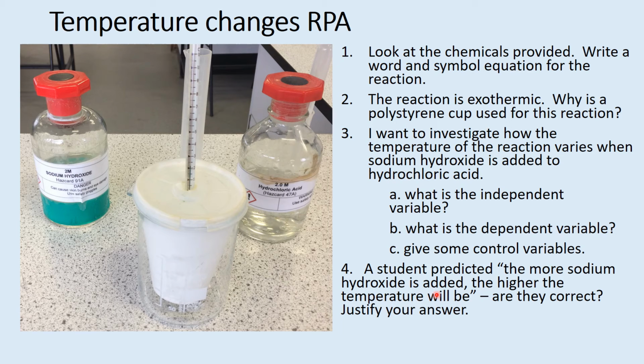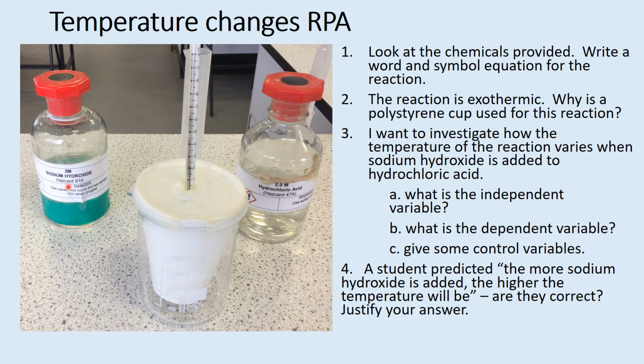And finally, it says the student predicted the more sodium hydroxide is added, the higher the temperature will be. Right, so this is an interesting question, because if you think about that, it seems a logical response. But if you then think back to your chemistry knowledge, you should know that when you add two chemicals together, they will react, and they will react in a specific ratio, like in the balanced equation. So up to a point, if you keep adding sodium hydroxide, it's going to react with more hydrochloric acid, and therefore the temperature should increase.